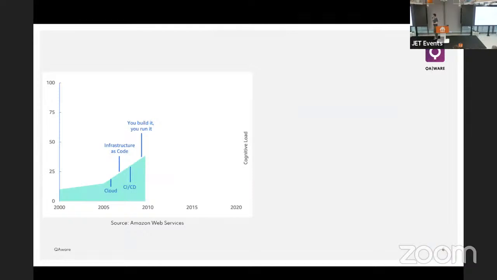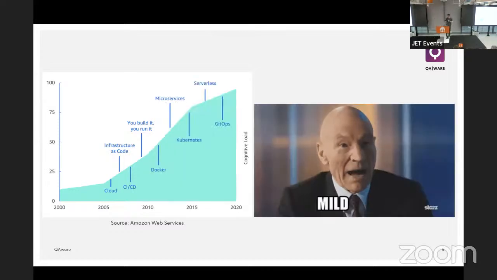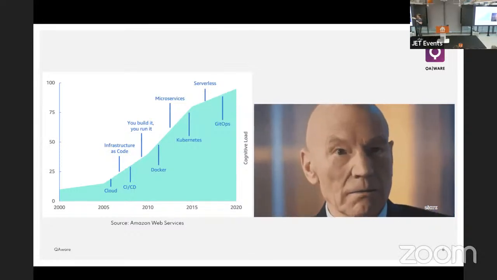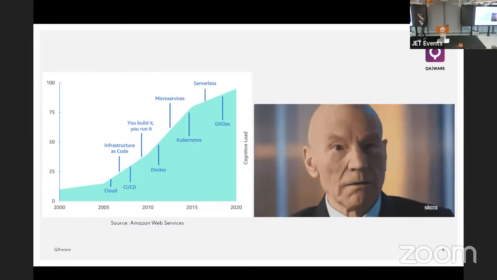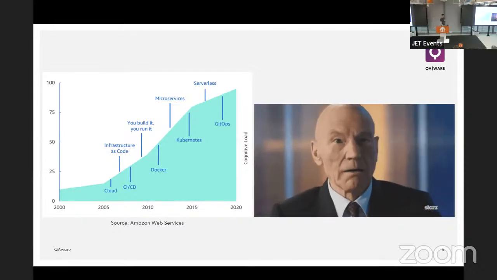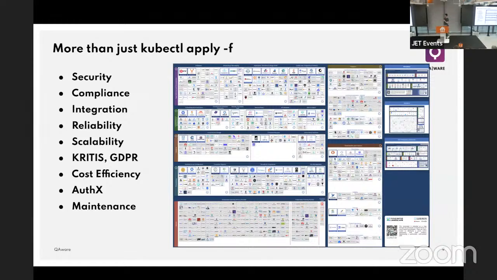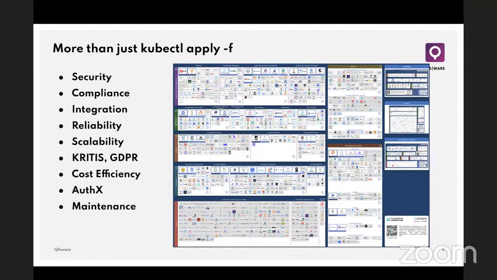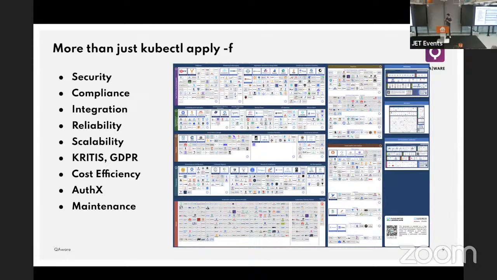Yeah, so what was back then? We had cloud, infrastructure as code, CI/CD. Then Werner Vogels came and said, you build it, you run it. And well, the curve went up and up and up, and there was a lot of complexity added. We have microservices, Kubernetes, serverless, GitOps, all that stuff. And actually, it's not anymore a simple kubectl apply. You have to be secure, compliant. You need to integrate different things. You have to be reliable, scalable, all that stuff where you have to have a solution for.